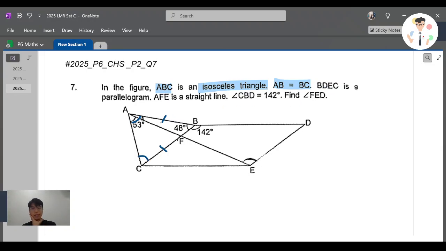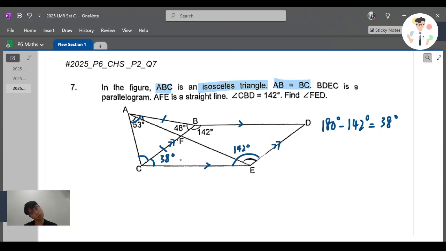Okay, next part, BDEC is a parallelogram. So BDEC, this is a parallelogram, which means this and this are parallel, and this and these are parallel. And with that, you should also know the angle here is 142. And the angle here plus the angle here should give you 180. So perhaps let us just try to find out what is the angle here first. 180 minus 142. Just press on the calculator and you should get 38. So here's 38.